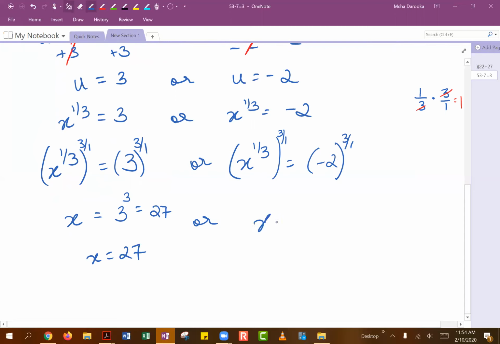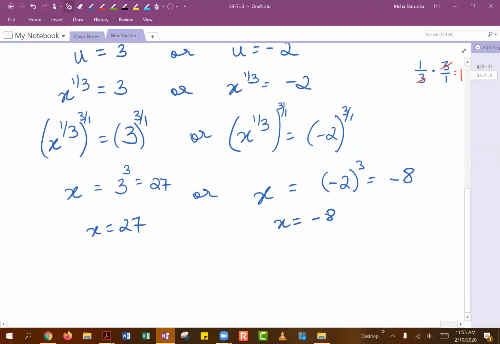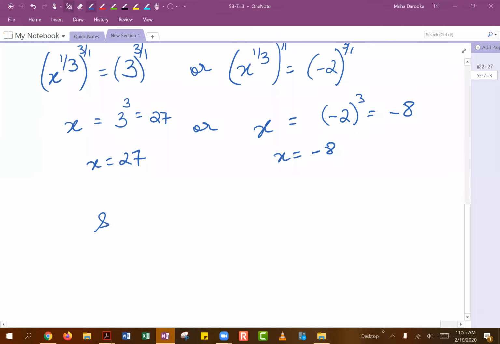This whole thing here will again become an x, -2 to the 3rd power. That's -2 times -2 times -2, right? Two negatives will become positive, but we'll still have a negative sign left behind. Very nice. -8. Those will be our two answers.